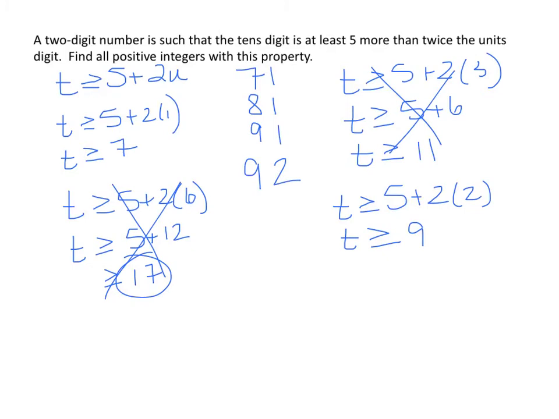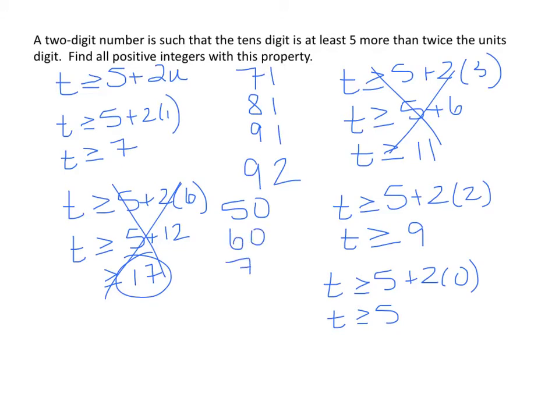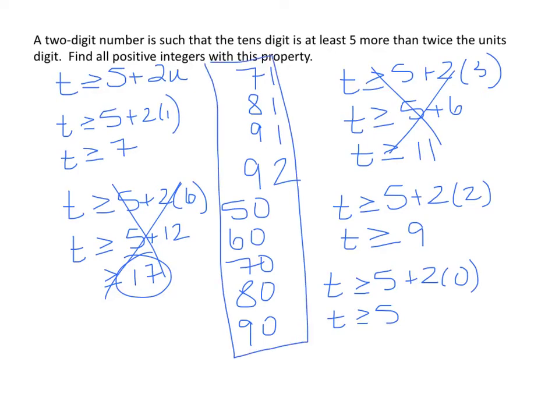What if my units digit is 0? So now we're looking at 50, 60, 70, 80, 90. There are your values.